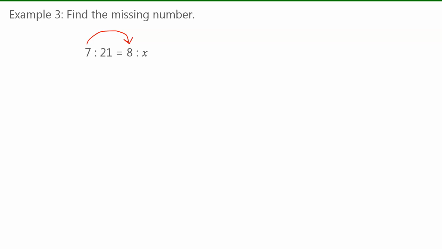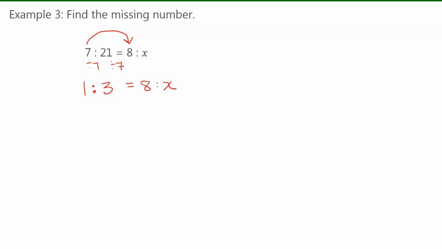So I look a little bit closer and I can see that 7 to 21 can actually be simplified. So I can simplify 7 to 21 by dividing both of those terms by 7. So if I divide both terms by 7, 7 divided by 7 gives me 1, and 21 divided by 7 gives me 3. So I now have 1 to 3 equals 8 to x.